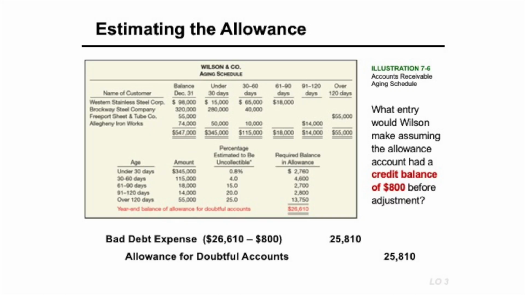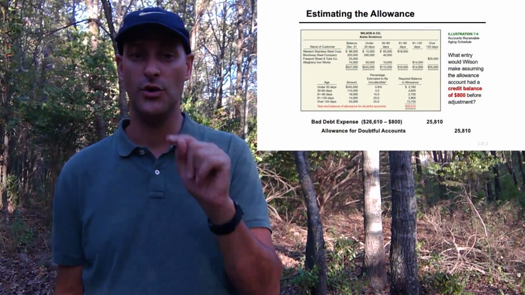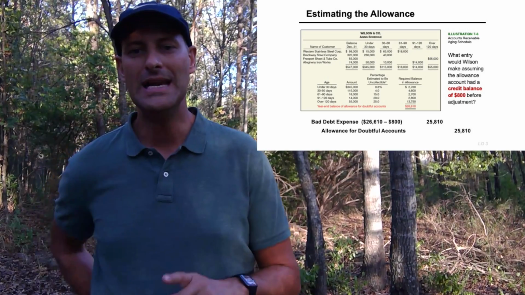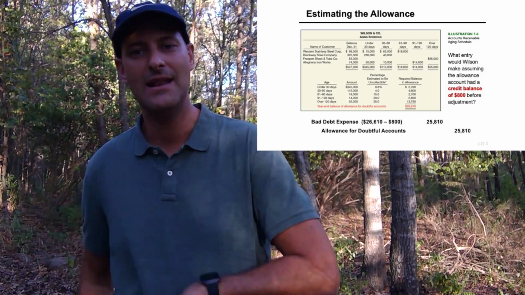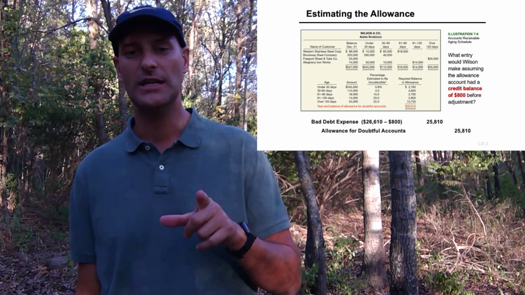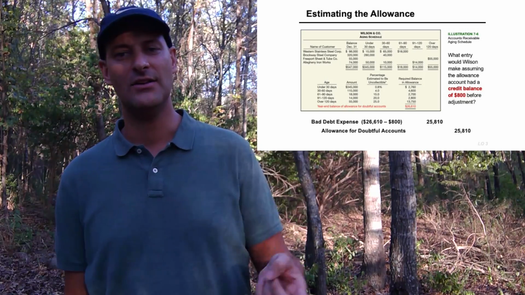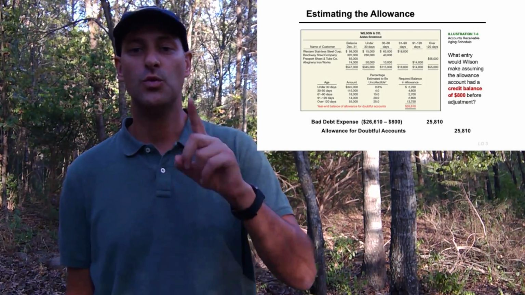So let's assume that the allowance account has a credit balance of $800 before the adjustment. That means it already has $800. The normal balance in the allowance account is a credit. There's already a credit of $800 in there. We need to end up with a credit balance of $26,610. So what we need to do is record an entry for bad debt expense of $25,810 and a credit to the allowance for doubtful accounts of $25,810. The $25,810 plus the $800 credit balance that's already in there will give us $26,610, which is the balance we need to have in there at the reporting period.